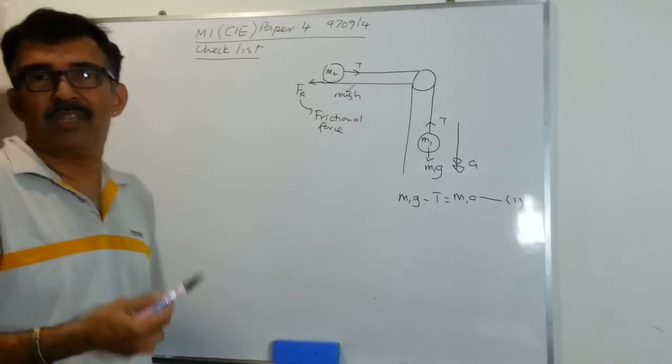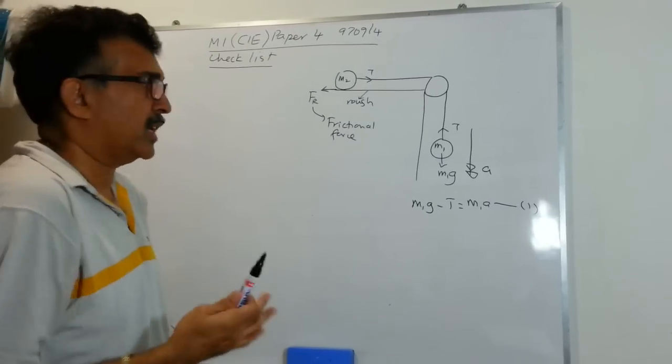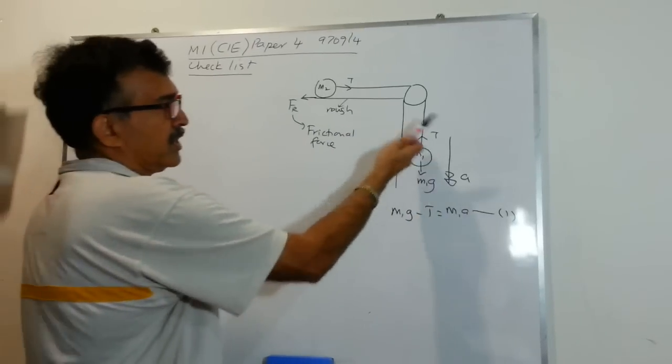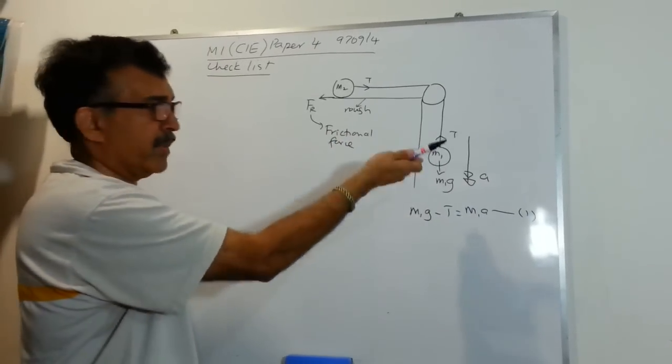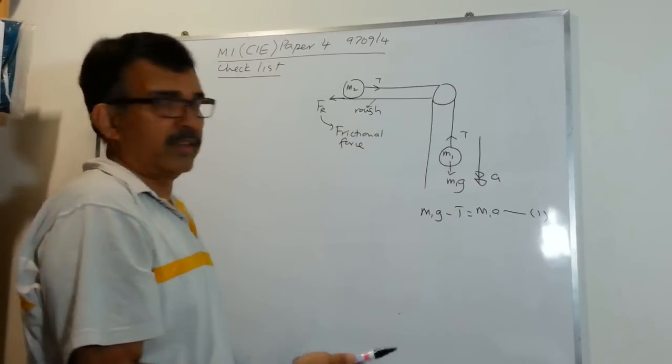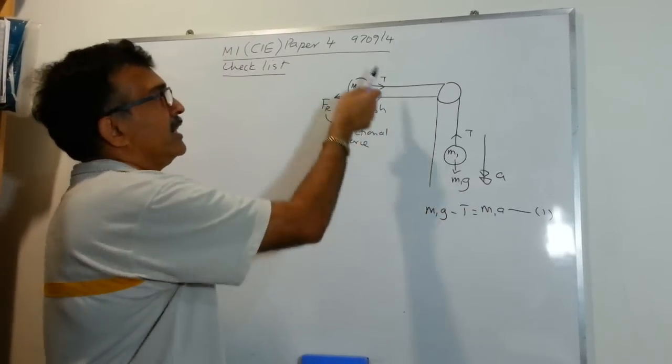Okay, in your exam a lot of this information will be given. This is just a quick review to tell you what you need to do. When you consider this object is moving downwards, your resultant force downwards will be m1g minus T, and that will be equal to ma, that is m1a. Then we come back here.